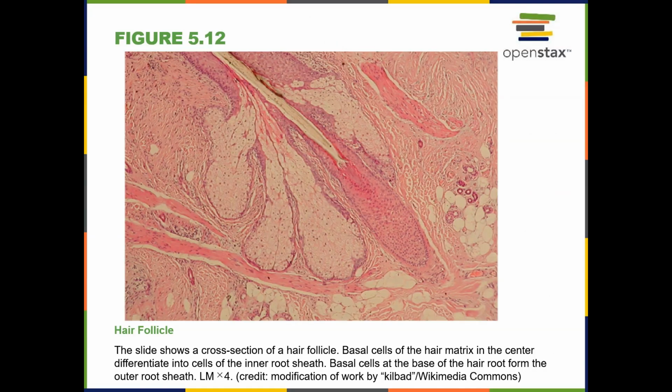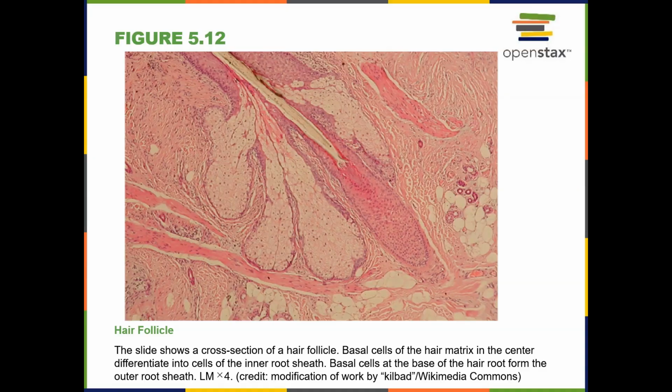Here's a light micrograph of a hair follicle. You can see the layers of epithelial cells within the hair follicle here that divide and differentiate, accumulate keratin, and as they differentiate, die, forming the root of the hair that pushes up past the surface to form the shaft of the hair.